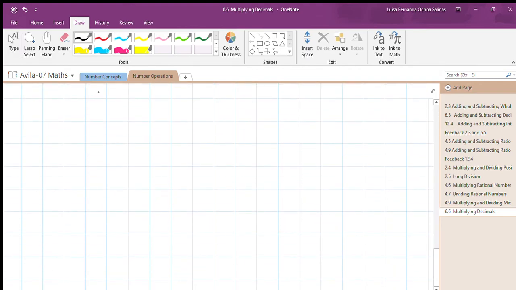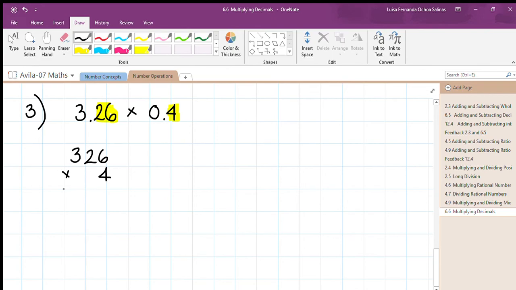Let's do another one. The last one. So if I do 3.326 times 4/10, how many decimal places is my answer going to have? 3. Good. We already know that. So we're going to do 326 times 4, which is equal to... Good, and because I already know that my answer is going to have 3 decimal places, then I am going to write this one as.